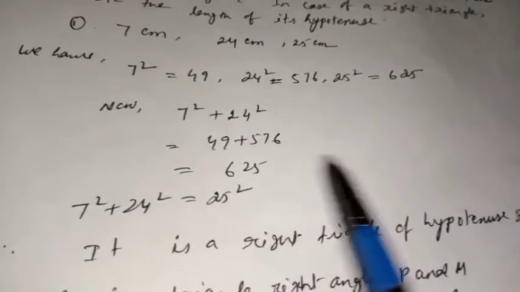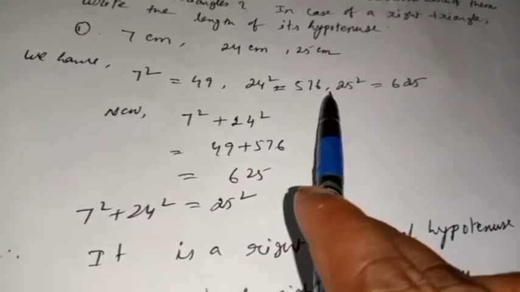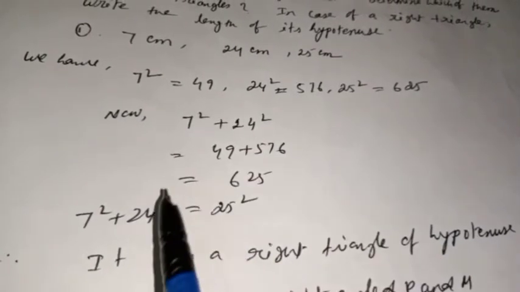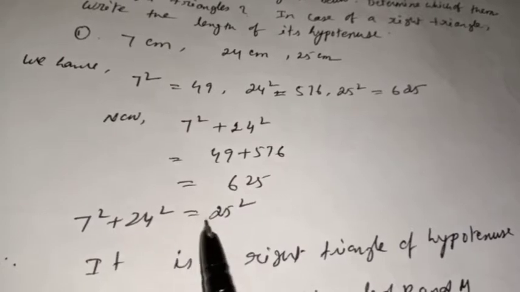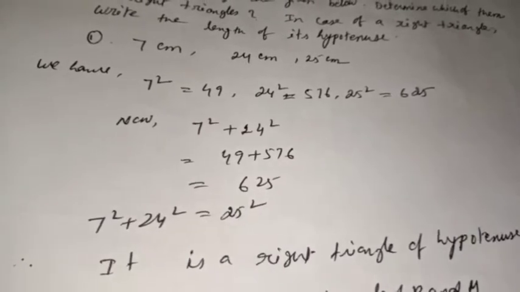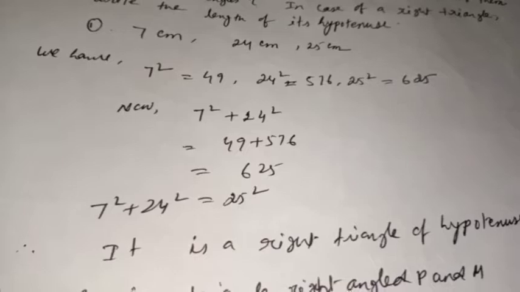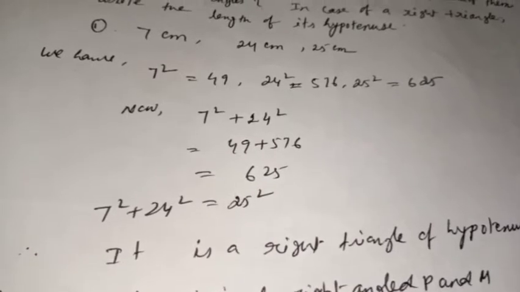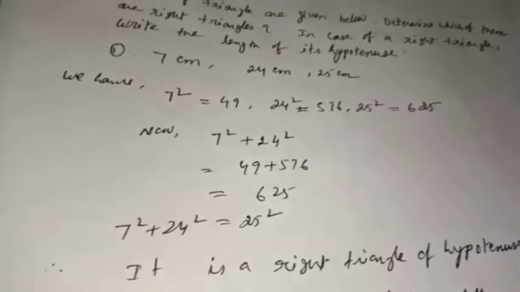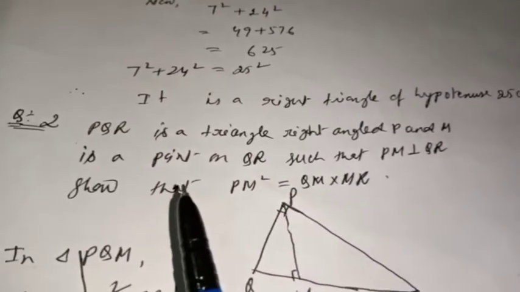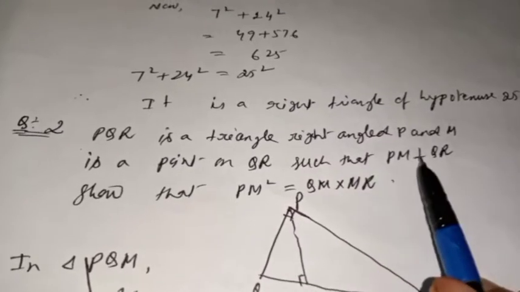You should not just say it, you will check like this, okay? If the left hand side is not equal to the right hand side, that means what? These are not the sides of a right triangle. Clear? Question number 2. PQR is a triangle, right angle at P.